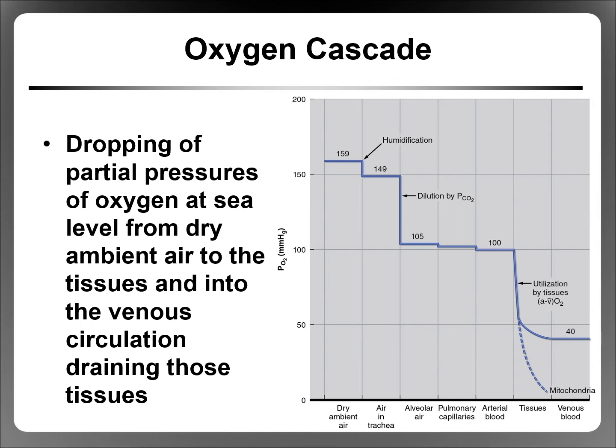Then, once we go from the trachea to the alveoli, we're going to drop even further. This is because the oxygen has now been diluted by the partial pressure of carbon dioxide. Then as it goes to the pulmonary capillaries and the arterial blood, we have a small drop-off, but nothing significant. And then as we send it out to the body to be utilized and pulled out of the bloodstream by tissues, we're going to have a big drop-off.